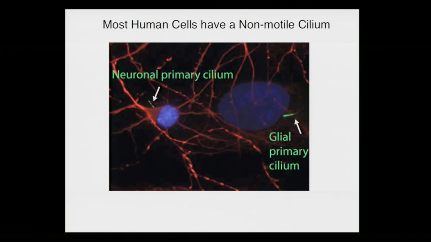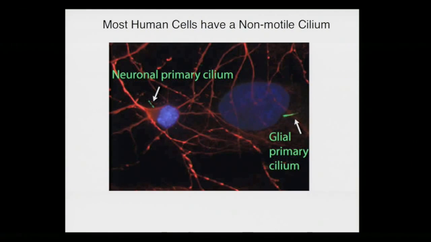For many years, people looked at these and they said, well, they're so small, they're vestigial in nature. Cells can make them, but there's no reason to have them. They're no longer important. And this was true in textbooks up until about 15 years ago.